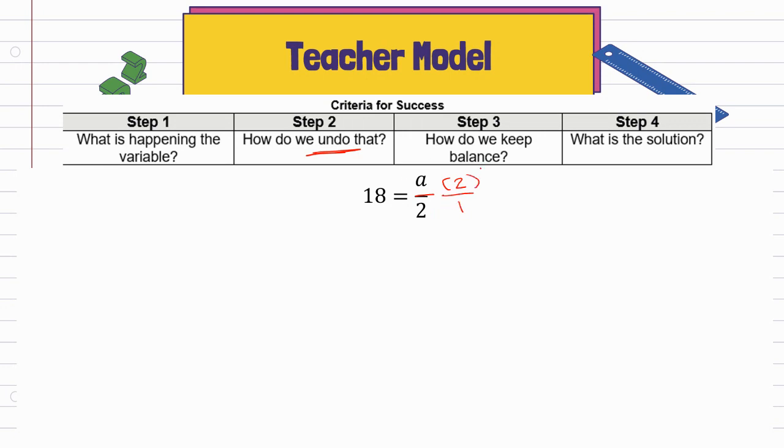How do we keep balance? That means whatever we do to the right side of the equal sign, we must do to the left. So I'm going to multiply both sides by 2. In this case, this simplifies to 1. 2 times 18 is going to give me 36. So that means 36 equals a, or if you want to write it in the other way, it's going to be a equals 36.